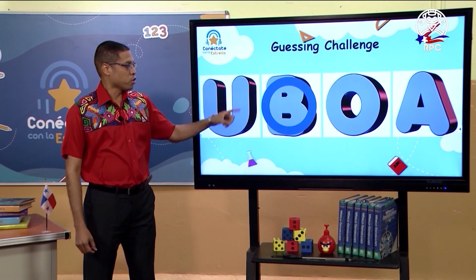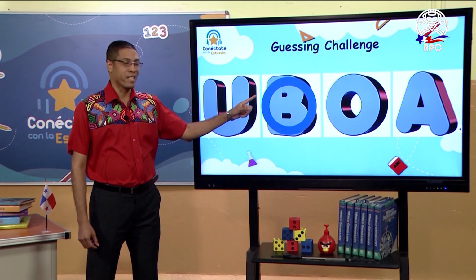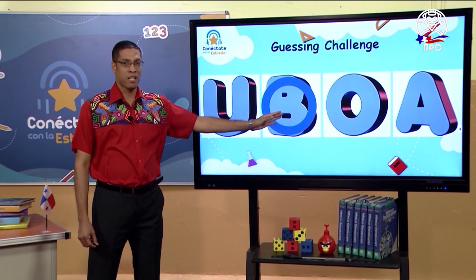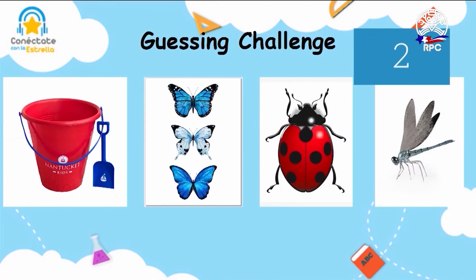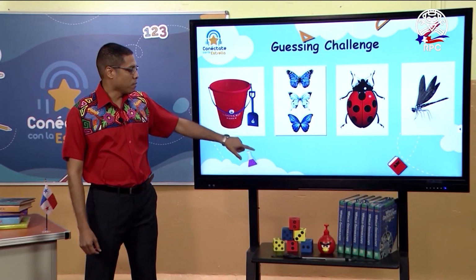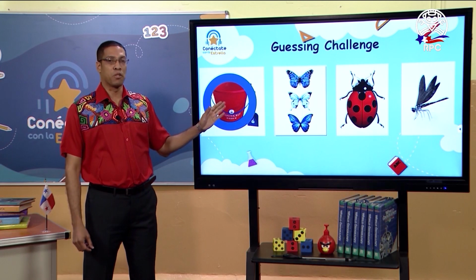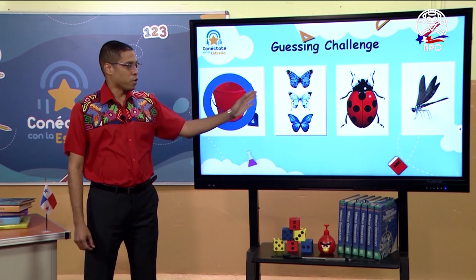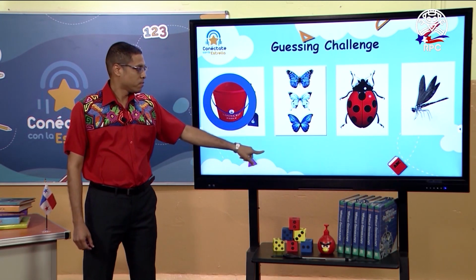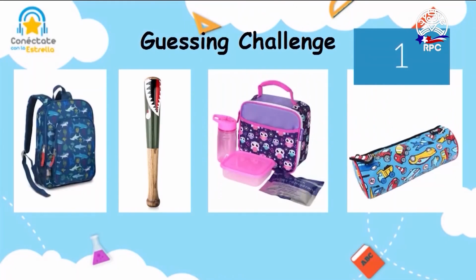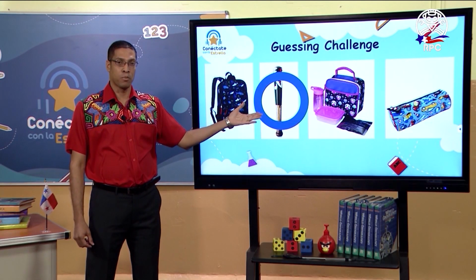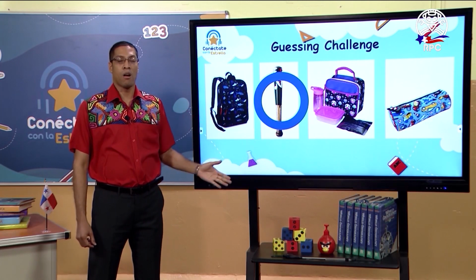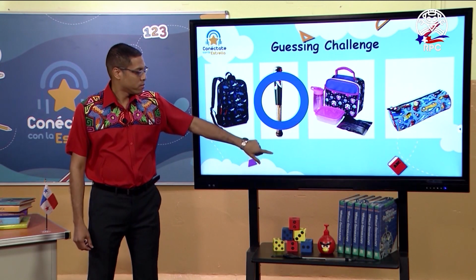Okay. Image number 2 is the different one. It is a consonant. Everything else are vowels. Image number 1 is the different one. It is a beach bucket. The other images are insects. Image number 2 is the one that is different. It's a baseball bat. Everything else are school supplies.